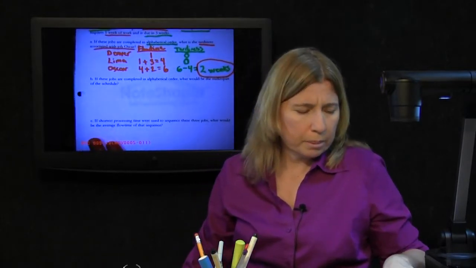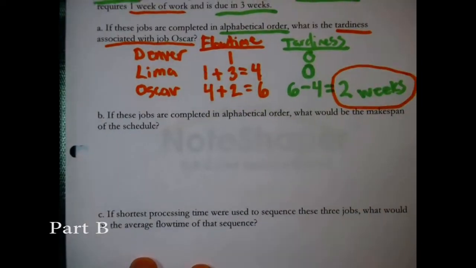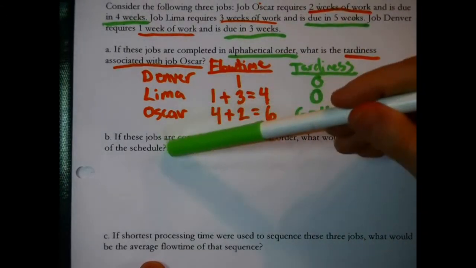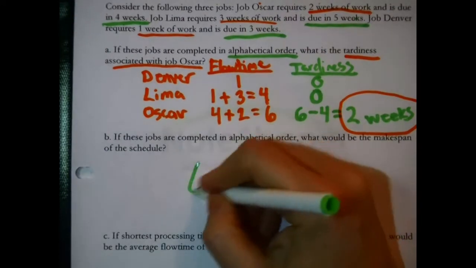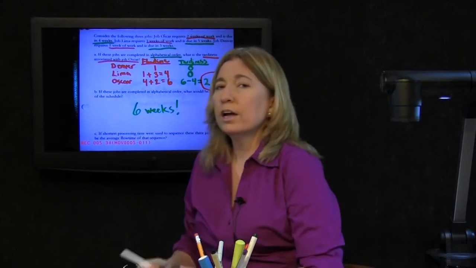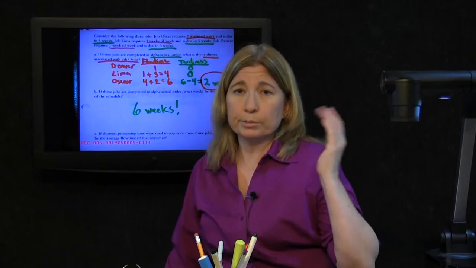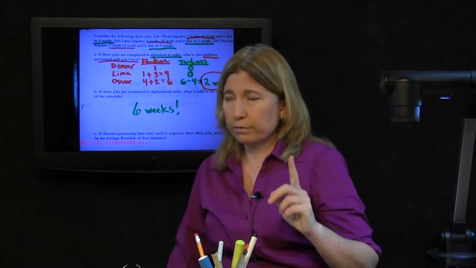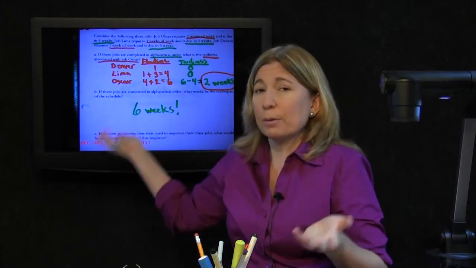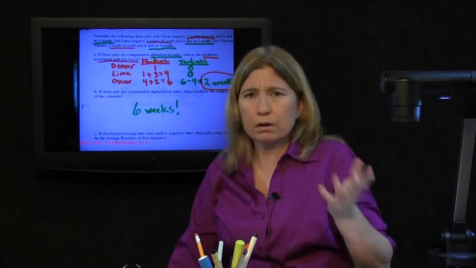How about this one? If these jobs are completed in alphabetical order, ooh, that's good, because that's what we just did up here. We can use our work. What would be the makespan of the schedule? Oh, I was just talking about that. That is super easy. 6 weeks. The makespan of the schedule, the total amount of time it takes to do everything, Denver, Lima, and Oscar, is the flow time of the last job, but that's also the same thing as just adding up the duration data. It's 6 weeks' worth of work. It will be done in 6 weeks. Okay, so that one was easy.